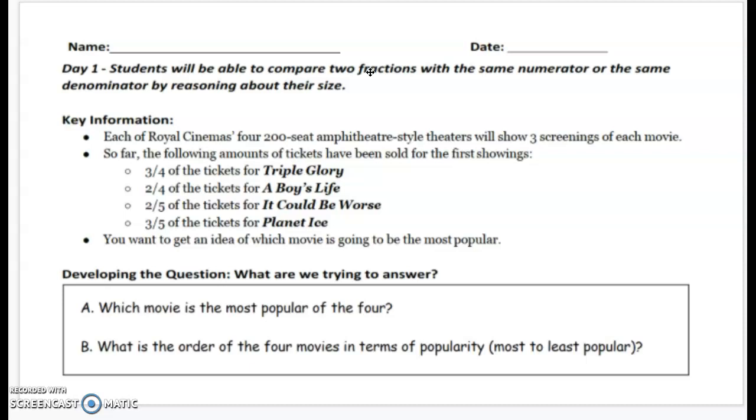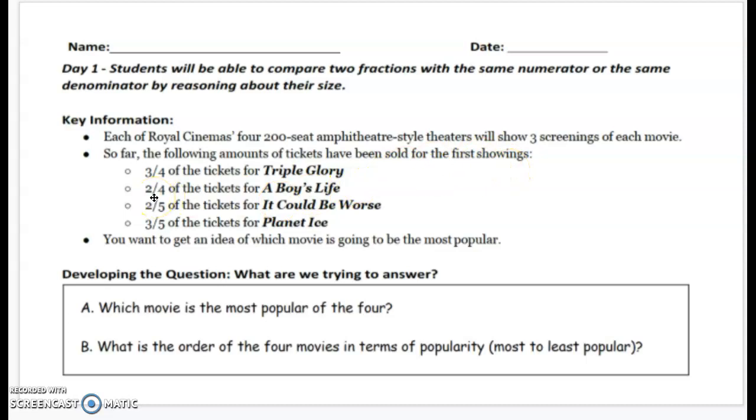So the key information you have is each of Royal Cinema's 4 200-seat amphitheater style theaters will show 3 screenings of each movie. So that's just saying that each theater can hold 200 seats, okay? And they're going to show 3 screenings. So far, the following amount of tickets have been sold for the first showings. 3/4 of the tickets for Triple Glory, 2/4 of the tickets for A Boy's Life, 2/5 of the tickets for It Could Be Worse, and 3/5 of the tickets for Planet Ice. So you want to think about which movie is going to be the most popular.